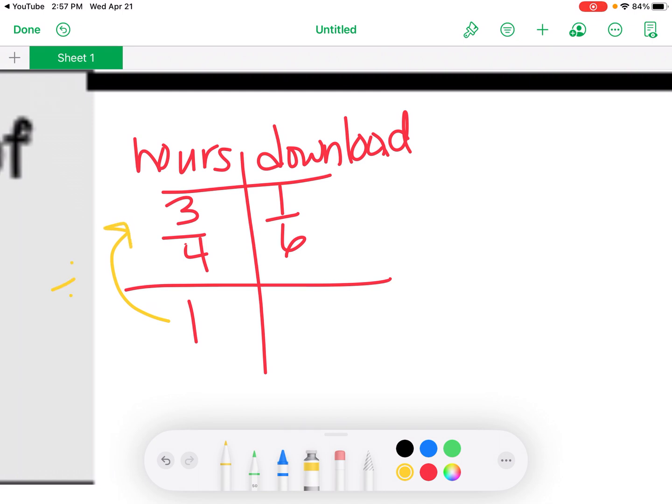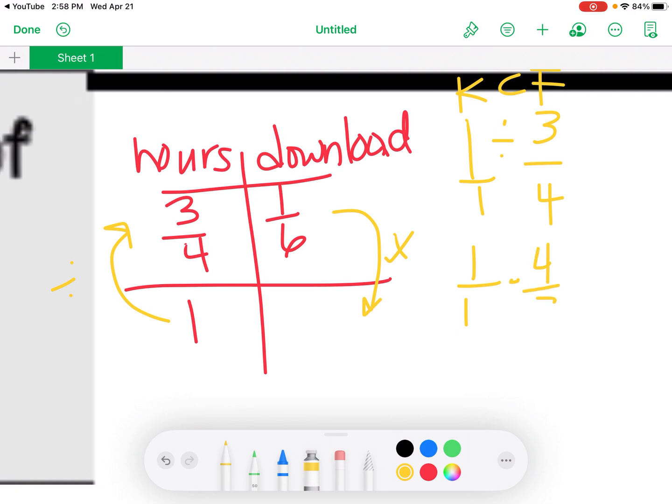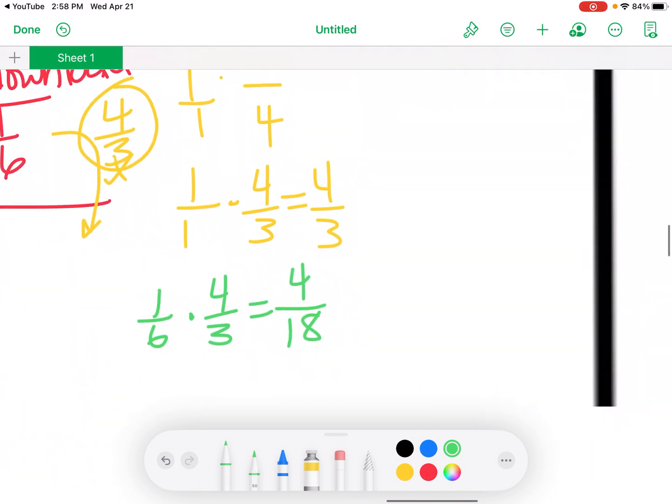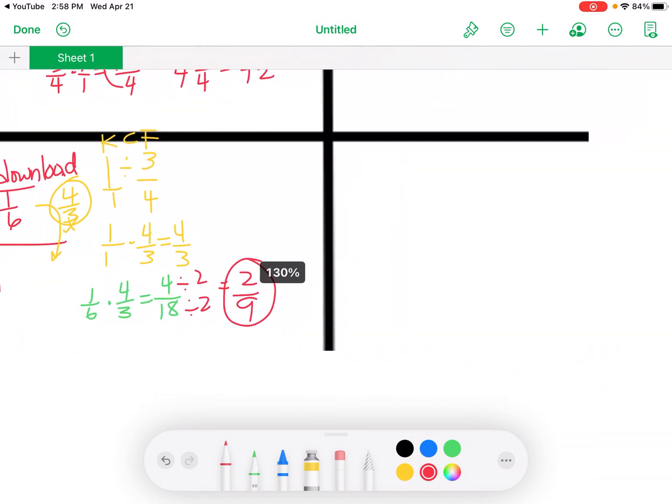So I divide going up, multiply coming down. So 1 divided by 3/4. So I keep, change, flip. 1/1 times 4/3, and I get 4/3. So if I divide by 4/3, I'm going to multiply by 4/3. So now I'm doing 1/6 times 4/3. I get 4/18, and I can reduce that by dividing the numerator and the denominator by 2, and I get 2/9. So 2/9 of the game will be downloaded in 1 hour.